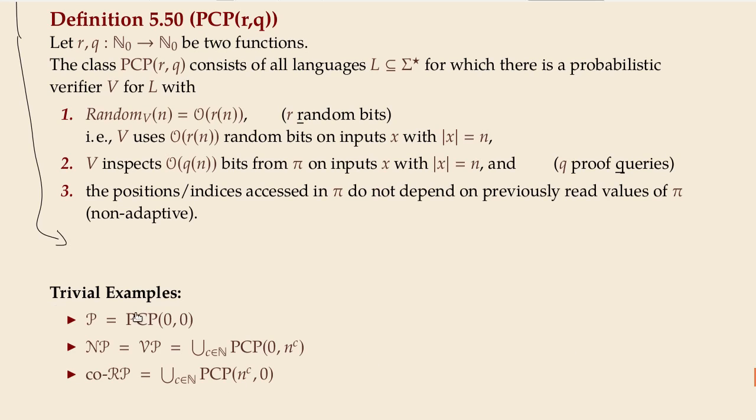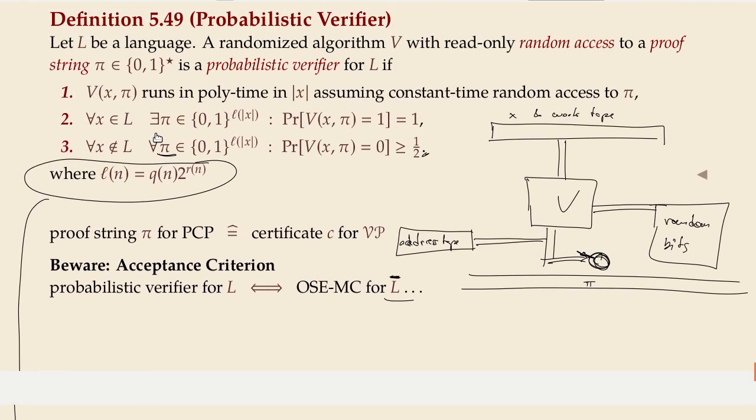Let me give you just the trivial examples. If we use a probabilistic verifier that doesn't use any random bits and doesn't read anything from the certificate, then we're back to a plain polytime Turing machine. So we get the class P. That was super easy. If you use a probabilistic verifier and don't use any randomness, but allow it to use a polynomial number of bits in the proof string, then we just retain NP. That's also trivial. In particular, if I don't use any kind of randomness, then the acceptance probability must be just 0 or 1. And then we're back to the non-deterministic case.